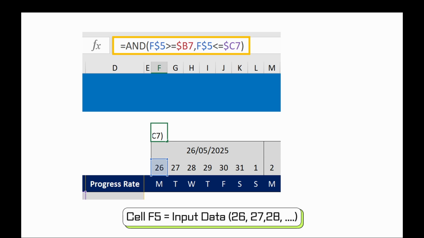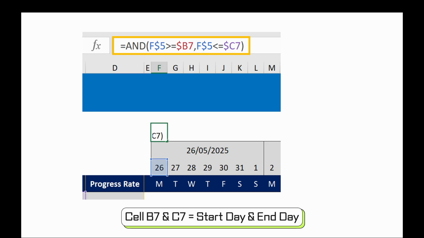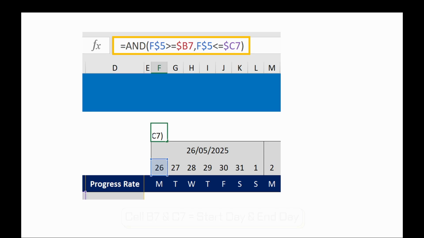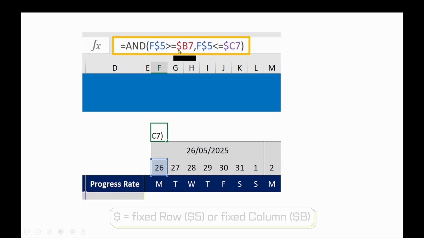F5 here is equal to the input date, 26, 27, and so on. B7 and C7 are our start date and end date. When you see the $ sign here, that means fix that area. In this case, row 5 is fixed. In this case, column B is fixed.